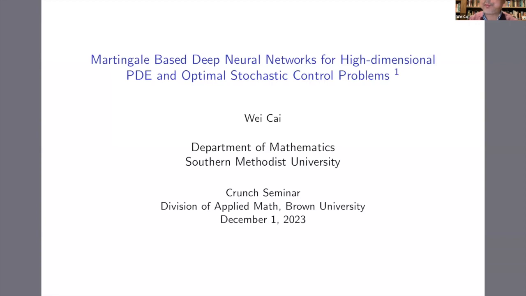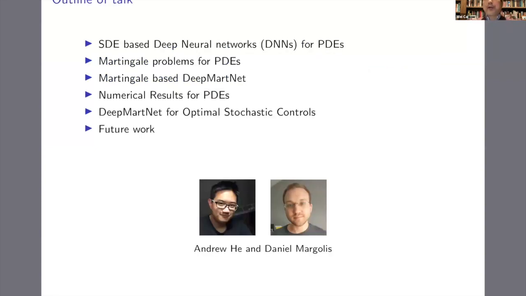Problem formulation for PDEs and to construct neural networks. And the neural network, actually, the learning process is basically enforcing the Martingale properties for the solution. So, okay, let me get started. This work is done with my two graduate students, Andrew Her and Daniel Margulis.